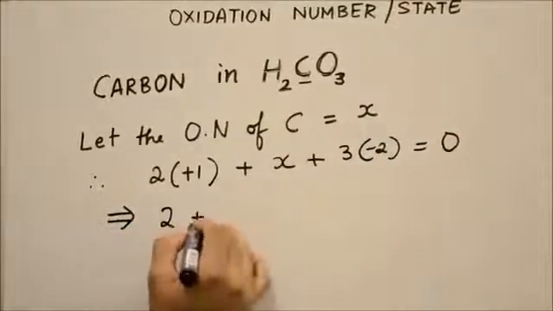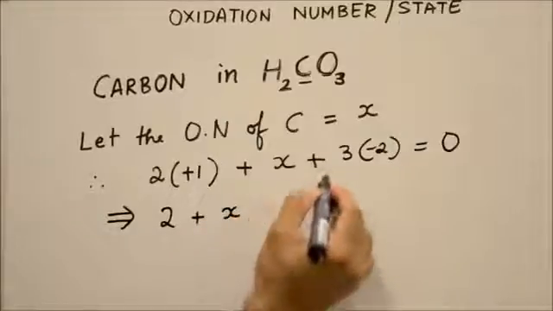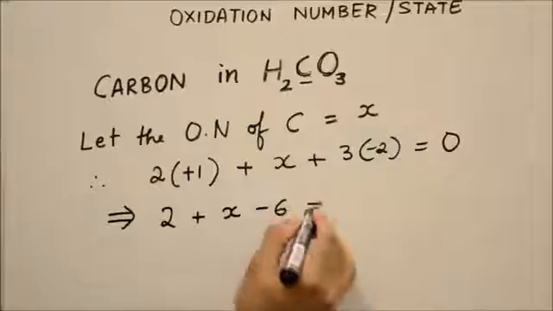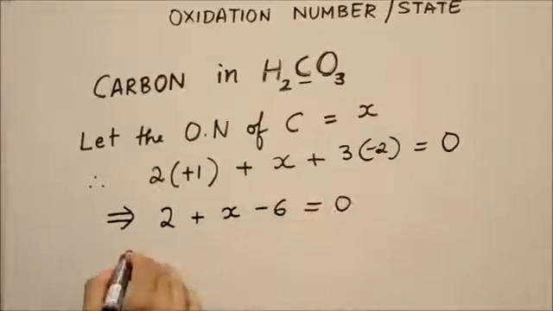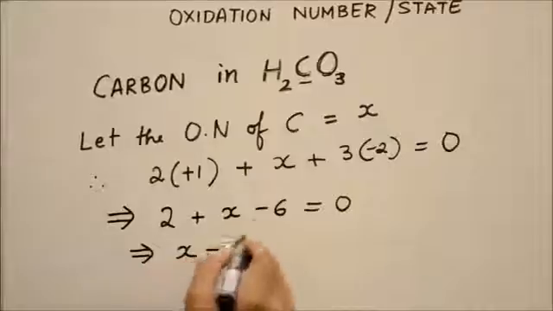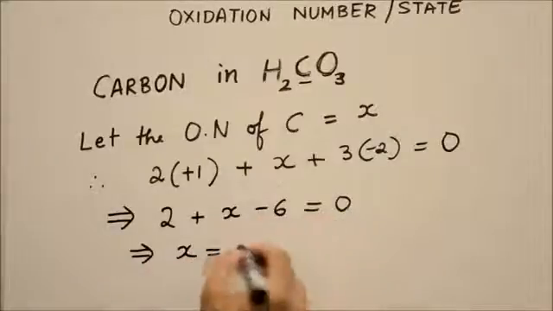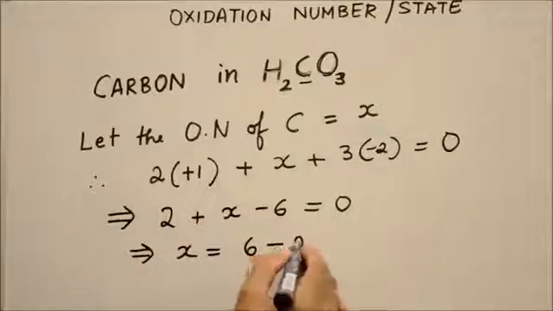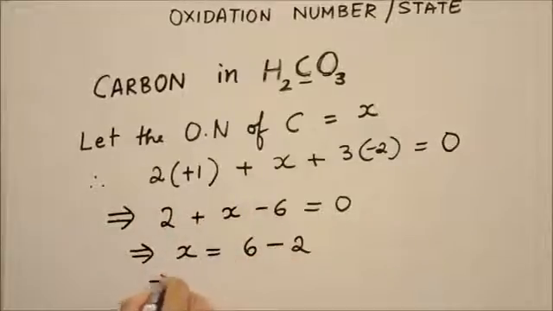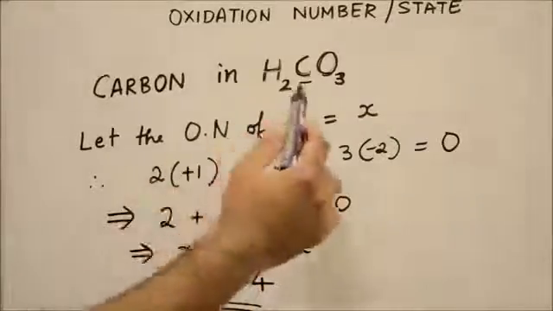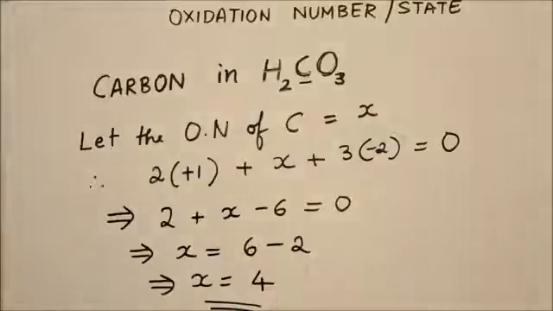So we get 2 plus X plus 3 multiplied by minus 2 is minus 6, so that is equal to 0. So X should be equal to 6 minus 2, that is equal to 4. So X is equal to plus 4. The oxidation number of carbon in carbonic acid is plus 4.